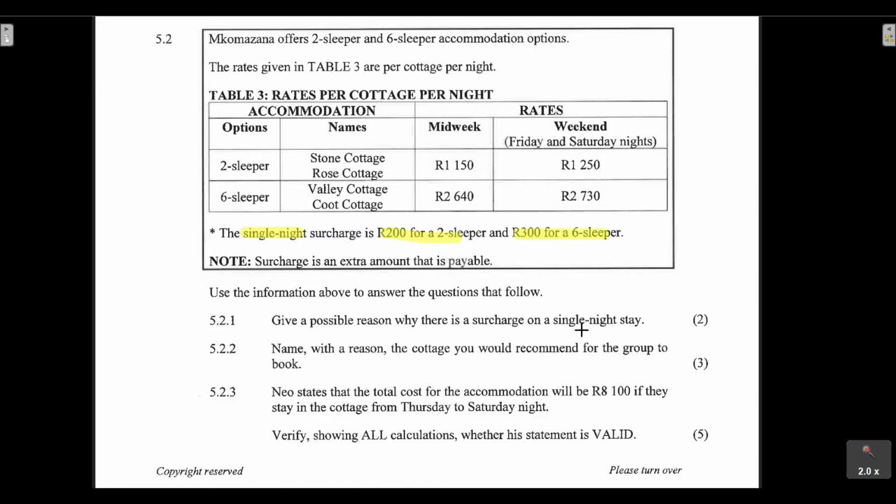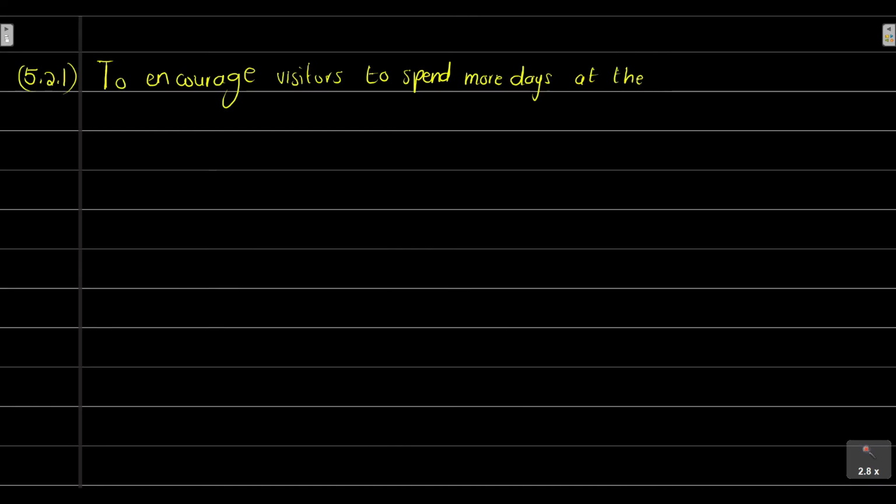What could be another reason? Another possible reason is that maybe they put the surcharge for a single night stay just to encourage people to stay longer than one night. Any of those reasons, guys, would be accepted, but it just needs to make sense. So I'm just going to say that I think it's to encourage visitors to spend more than just one night at the cottage. So, to encourage visitors to spend more days at the venue. Okay, let's have a look at the next question.